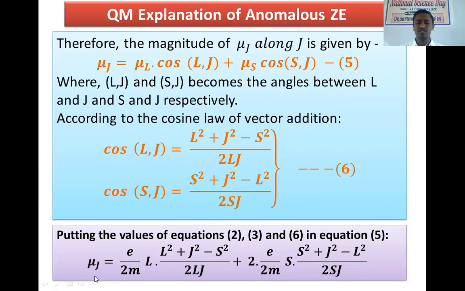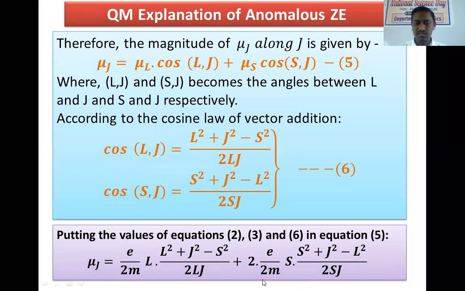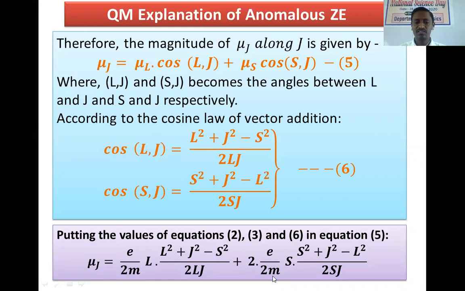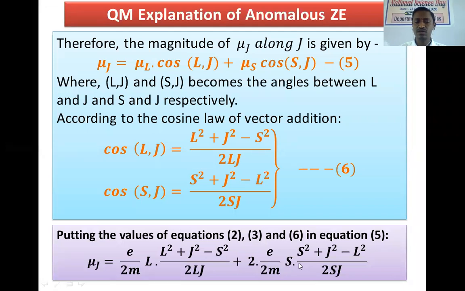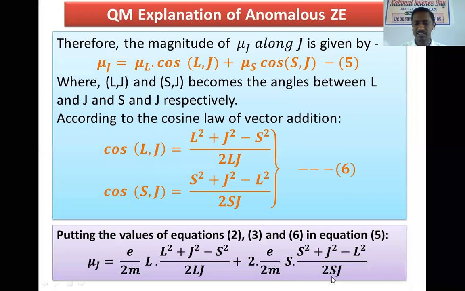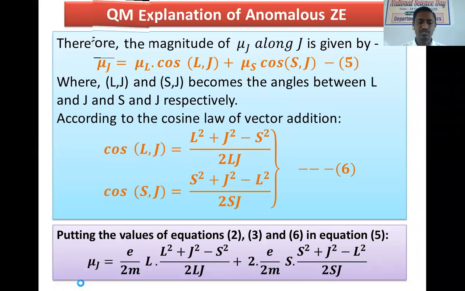twice Lj, plus 2 times e by 2m into s, that is our value of spin magnetic moment from equation 3, into cos Sj equal to s square plus j square minus L square upon twice Sj. Okay, so let us simplify this equation.